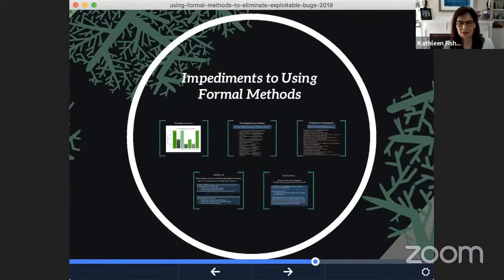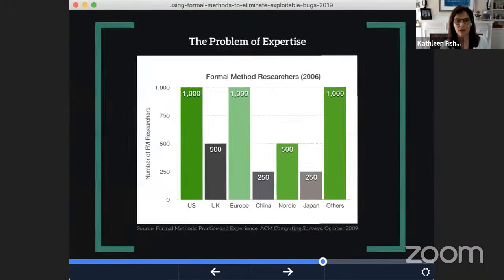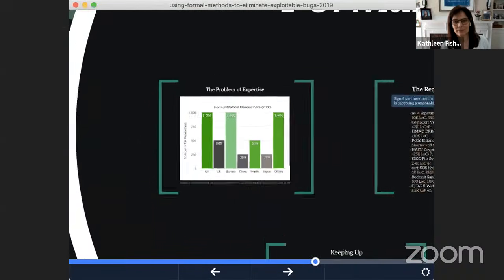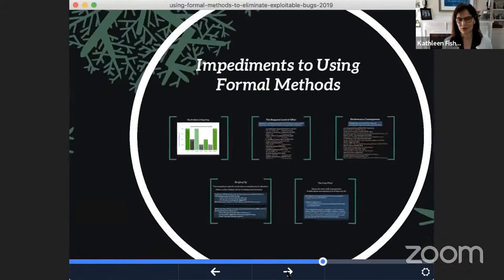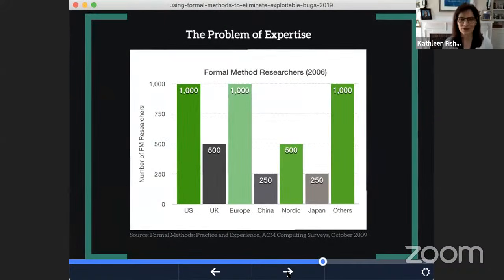Okay, let me go on to the next section of the talk. Sorry to move the slides around twice on you. So I've talked so far about the HACMS test case of showing formal methods can be used in real systems, and I've talked about what formal methods are. Why isn't everybody using formal methods already? So obviously there are a bunch of good reasons for that.